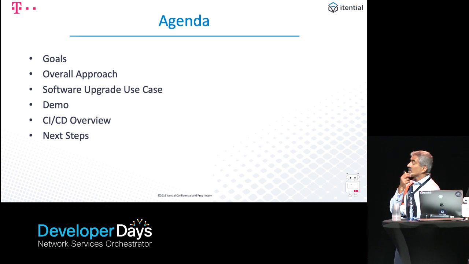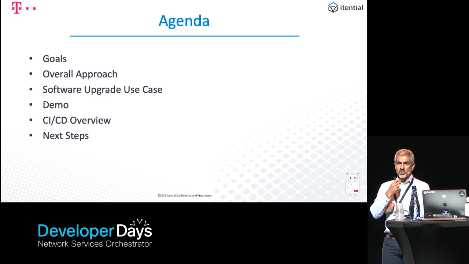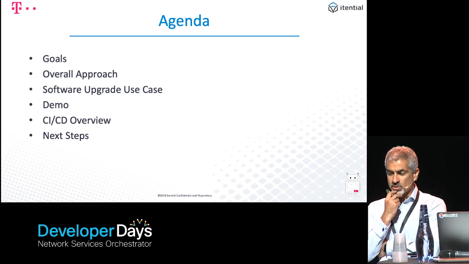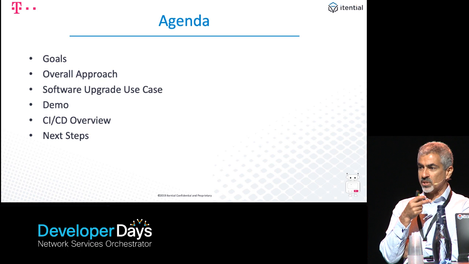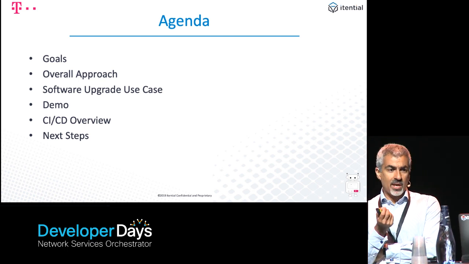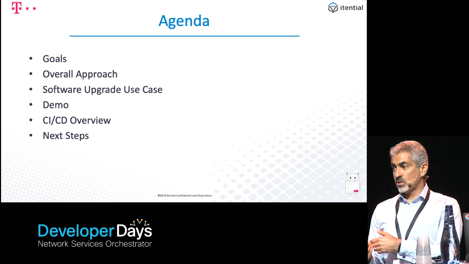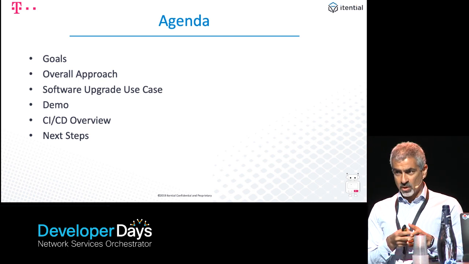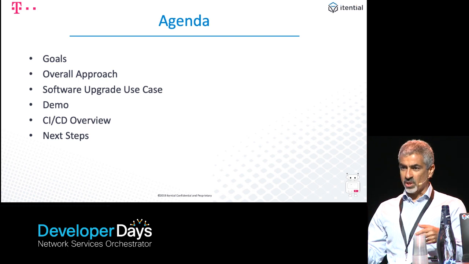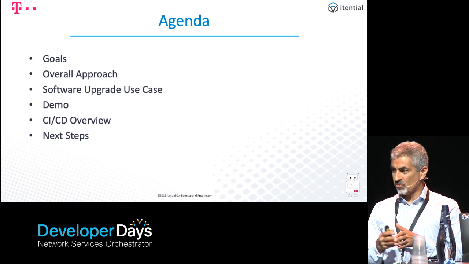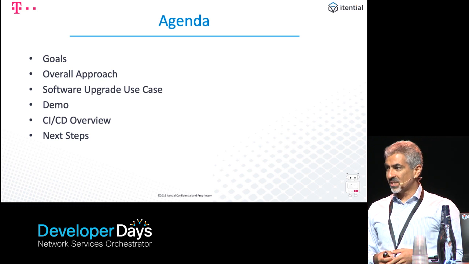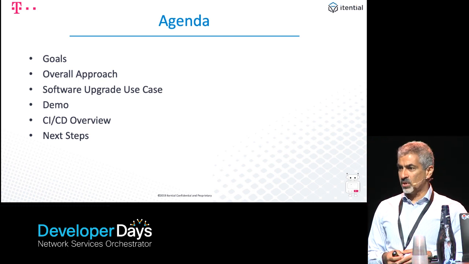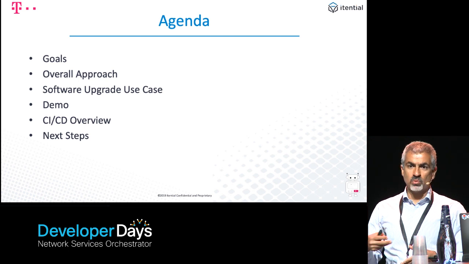Okay, so the agenda for today: we're going to talk about the goals that we had when this initiative started. We'll discuss the approach that we look to use, and then we'll talk about the software upgrade use case, and we'll go into more details on that. And there is a demo, and this will be a live demo of the actual solution. So we're going to run through the software upgrade use case, but I'm conscious we've got lunch coming up, so we're using simulated devices. We're not going to sit through an entire upgrade of the switch. We'll talk about some of the CI/CD aspects that we are leveraging as part of this project, and then just quickly, what are the next steps.